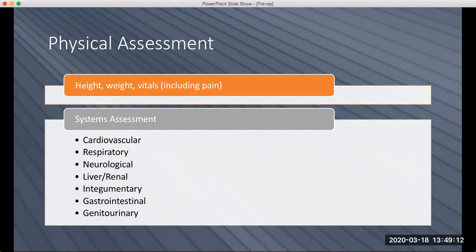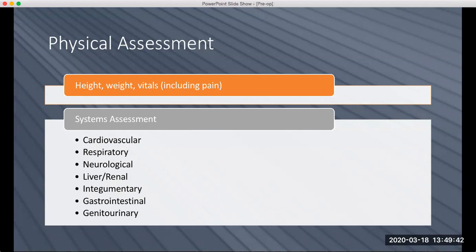So you guys reach back to what you did with your physical assessment in Skills Lab, and we're going to get all of that. We always want to include height and weight in the preoperative patient because anesthesiologists will dose their medications based on body surface area, and so they need to have that accurate information in the computer so they can make those calculations. Vital signs, don't forget, we always include pain in that.